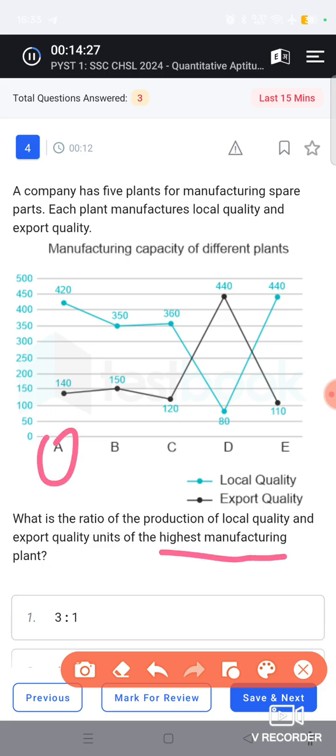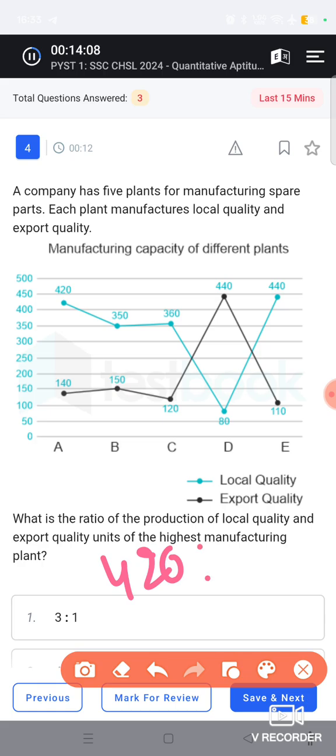A manufacturer, 605. So A is the highest, and the ratio of 40 is to 140. It means 0 cancel. 42 by, it means 3 is to 1.